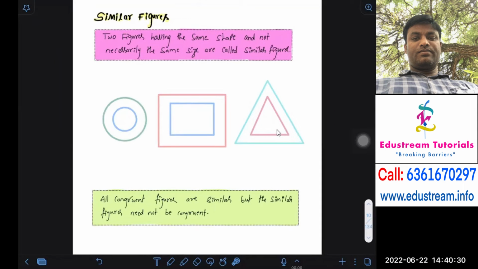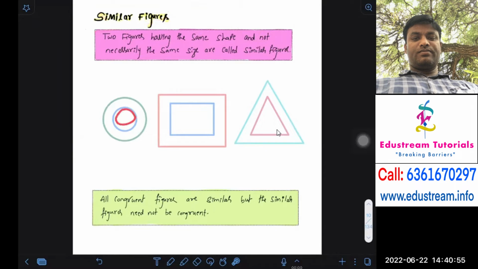So what are similar figures? Two figures having the same shape and not necessarily the same size. It can have the same size, but not necessarily. If they have the same shape and same size, we can definitely call them congruent as well as similar. But if they are not the same size, then we say similar figures.